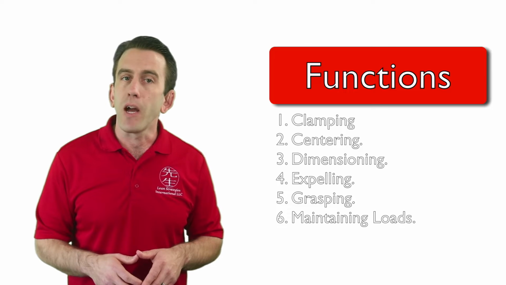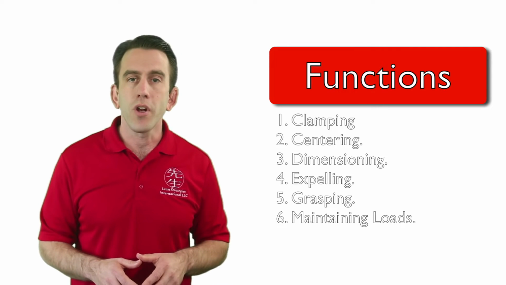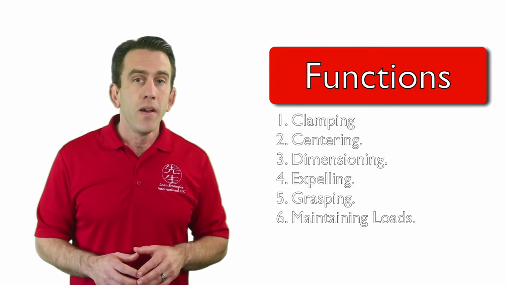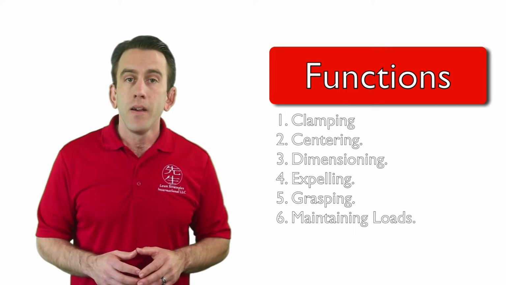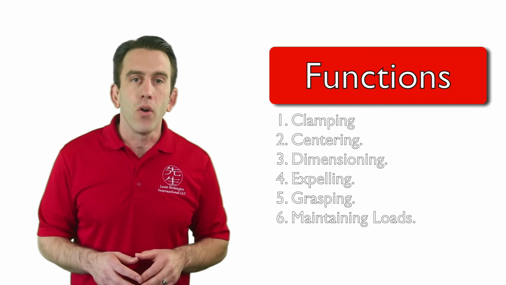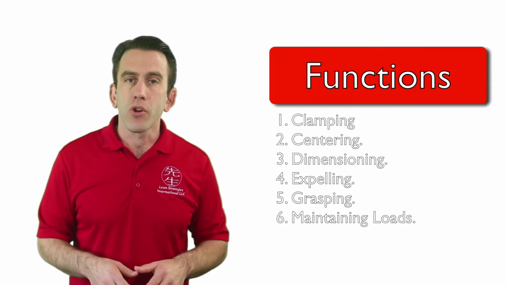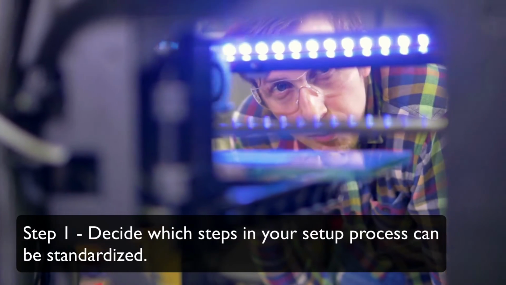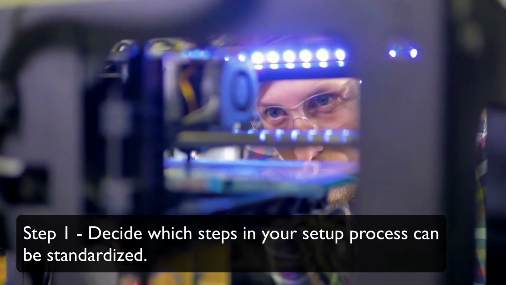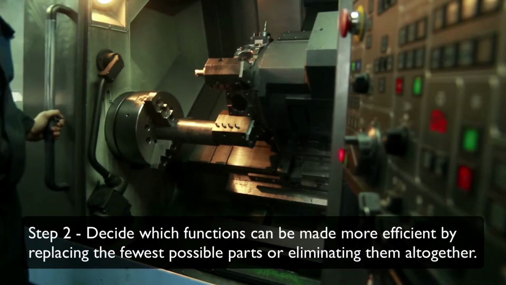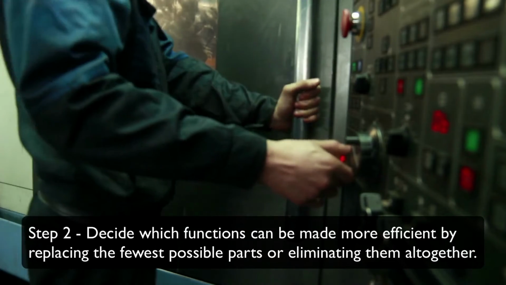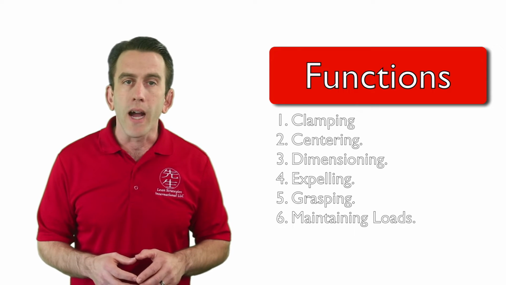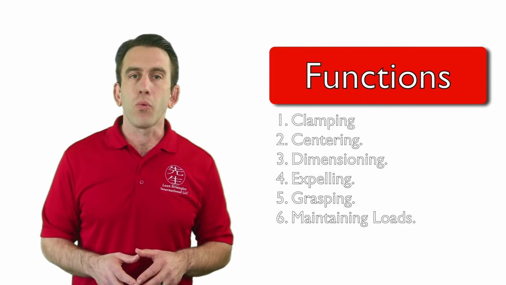The functions identified by Dr. Shingo in his book, A Revolution in Manufacturing, the SMED system, are clamping, centering, dimensioning, expelling, grasping, and maintaining loads. There are two steps in the implementation of the function standardization process. Decide which steps in your setup process can be standardized. Then, after standardization, decide which functions can be made more efficient by replacing the fewest possible parts or eliminating them altogether. The fewer the replacements needed in internal activities, the better. Zero replacements would be ideal.